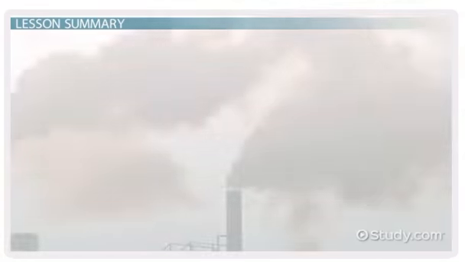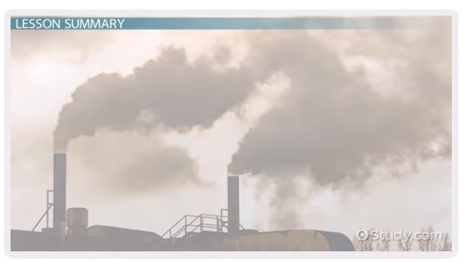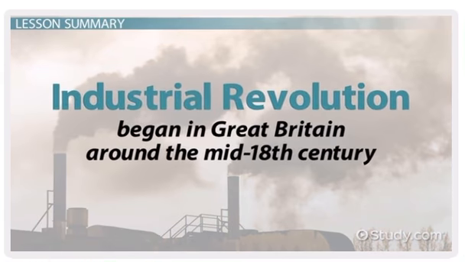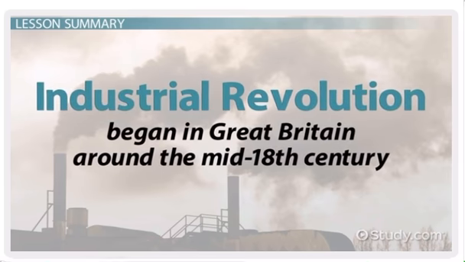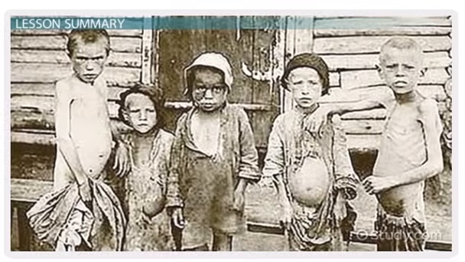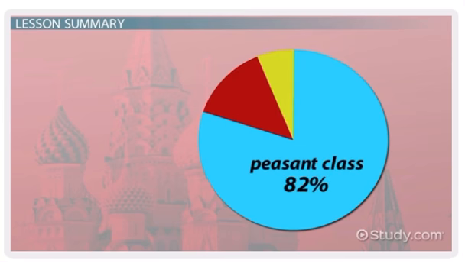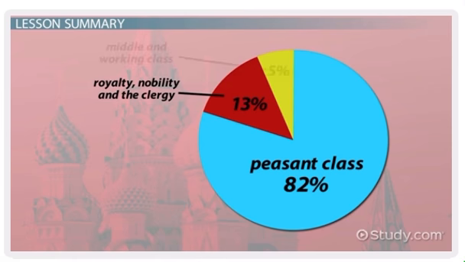Unlike other European countries and the United States, Russia was not affected by the Industrial Revolution, which began in Great Britain around the mid-18th century and over the next 100 years spread throughout Europe and other parts of the world. This prevented the middle class from developing in Russia. Estimates vary somewhat, but roughly 80 to 82% of the Russian population belonged to the peasant class. Approximately 12 to 13% of the population consisted of royalty, the nobility, and the clergy, while the remaining 4 to 6% was composed of the middle and working class.